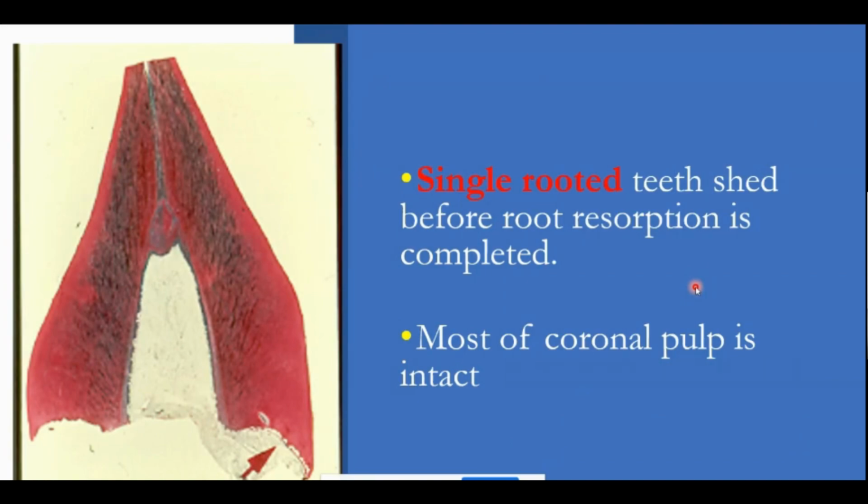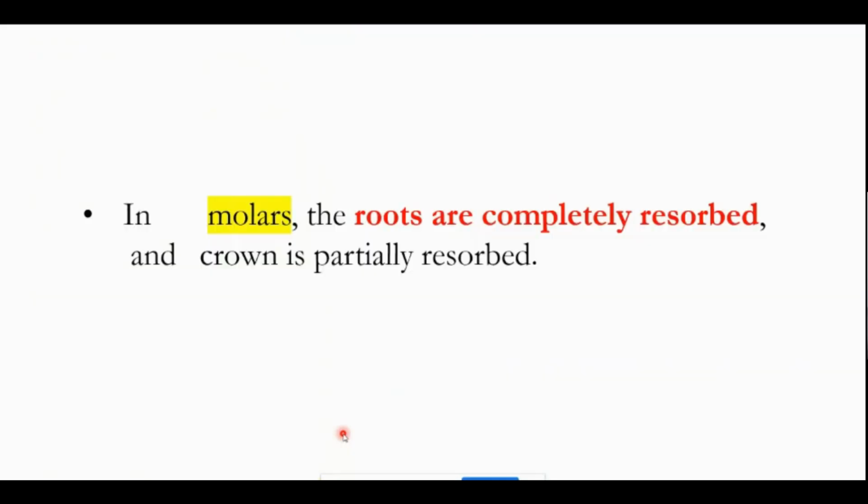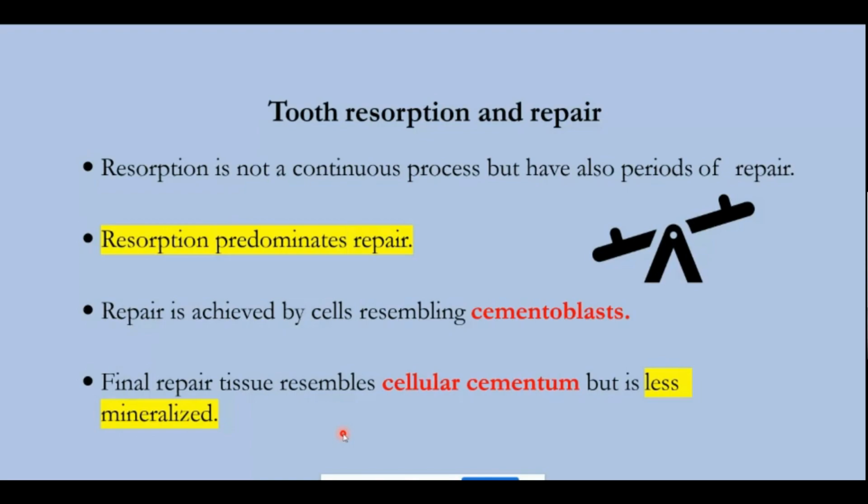So single-rooted teeth don't wait to shed until the entire root is resorbed. It can even, halfway through, just fall, okay? And most of the coronal pulp is intact, if you can see here, okay? The resorption has not even reached the crown, and the tooth has been shed off. Whereas in the case of molars, the root has to be completely resorbed and the crown will be partially resorbed when the primary tooth sheds. So this is another important difference between anteriors and posteriors.